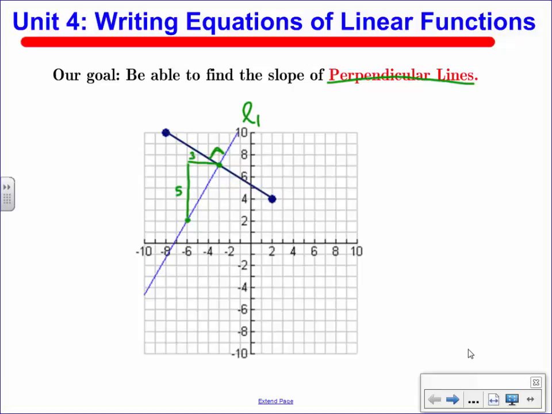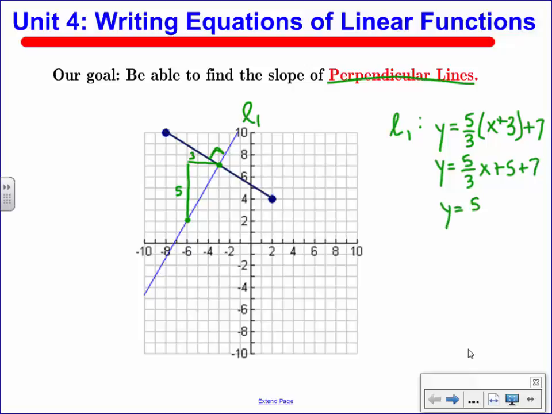And so we could write its equation in point slope form as y equals 5/3 x, and I'm going to use this point right here in the middle, so plus 3 plus 7. Which, if I distribute through, is y equals 5/3 x plus 5 plus 7, or y equals 5/3 x plus 12.